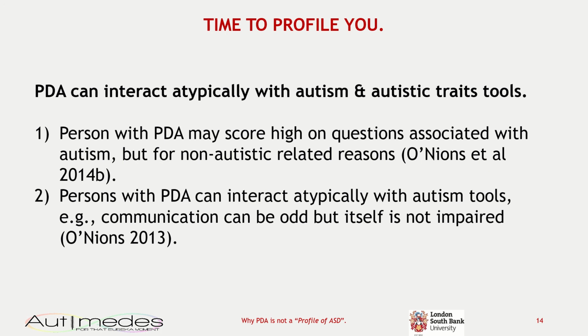There are also issues with how PDA features seem to interact atypically with autism and autistic traits tools. For example, a person may score high on questions associated with autism, but not for reasons associated with autism. This is an observation noted by Liz Nyons. And she also conducted some observational schedules for people with PDA, and noted that they can interact atypically with the observation schedules, in that some of their communication may appear odd or weird, but is itself not impaired. It's not a difficulty.